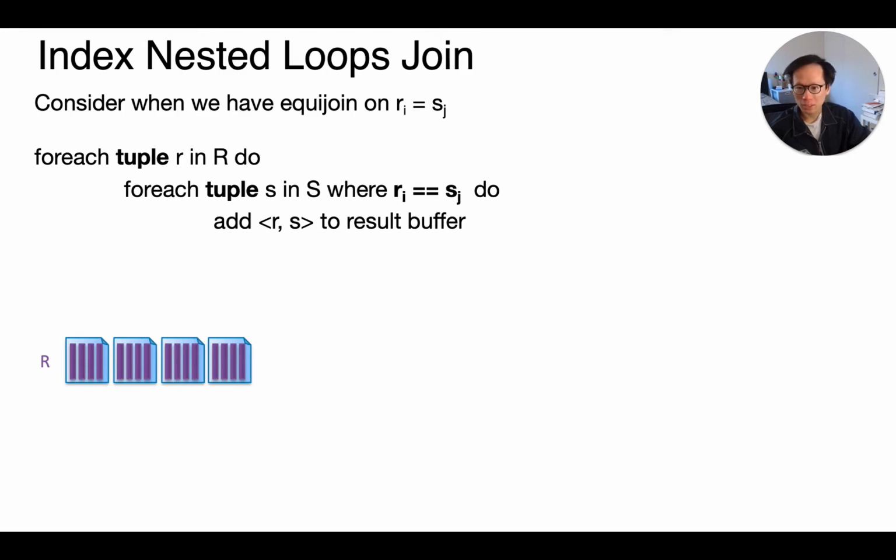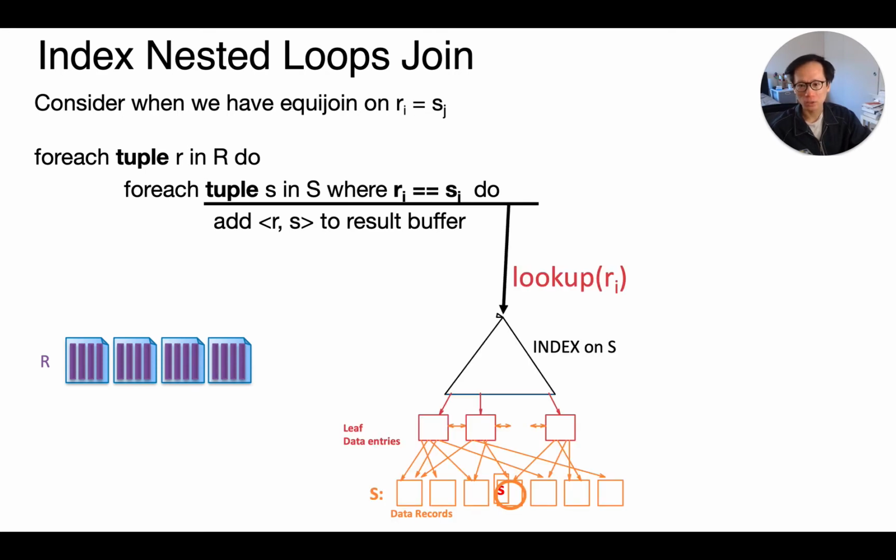If we have an index on the join columns on one of our tables, the optimizer has the option of choosing another algorithm called the index nested loops join. Let's look at it here. The idea with index nested loops is that we take the inner loop of the nested loops join and we replace it with an index lookup.